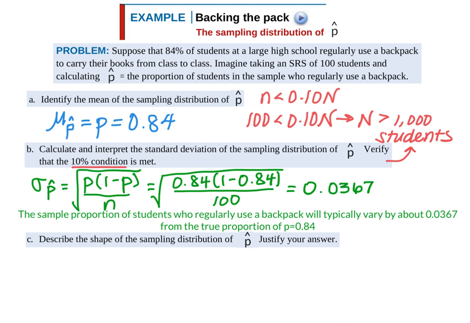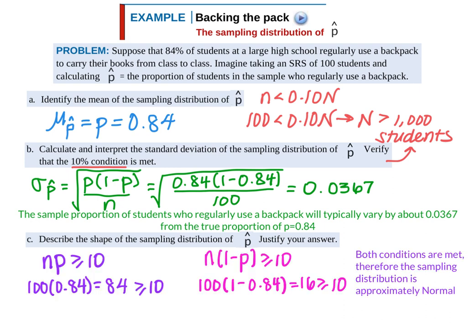So, last but not least, let's describe the shape of the sampling distribution of p hat, and of course, we're going to justify our answer. For this one, I'm going to start with the large counts principles, where n times p has to be greater than or equal to 10, and n times 1 minus p also has to be greater than or equal to 10. So n times p in this scenario gives me 84, which is certainly greater than or equal to 10, and n times 1 minus p is 16, which is less great, but still greater than 10.